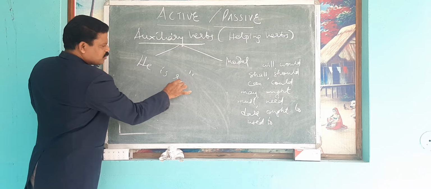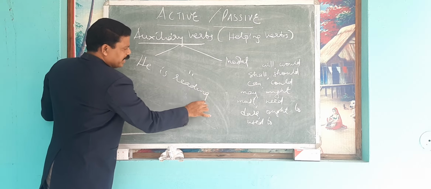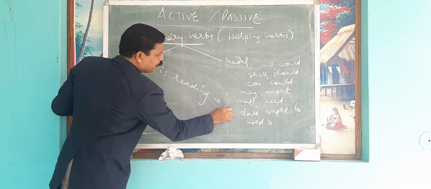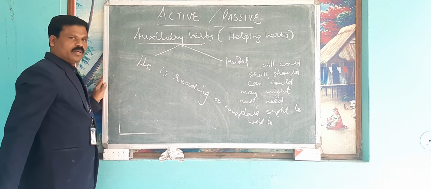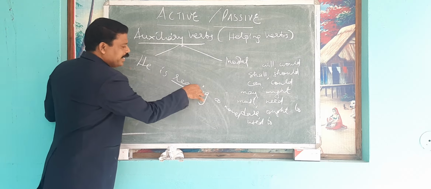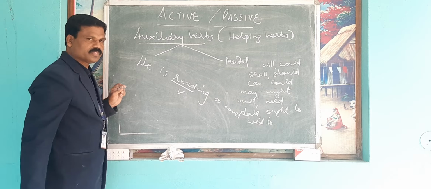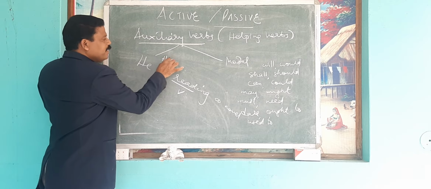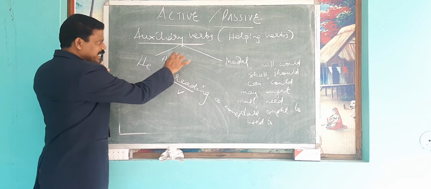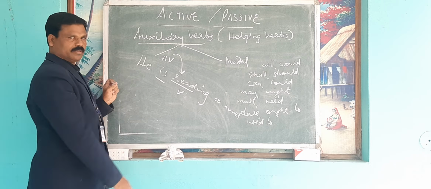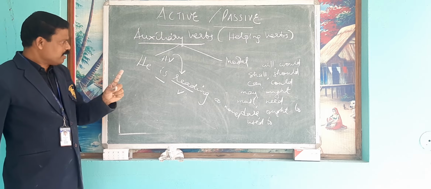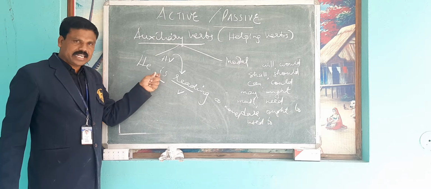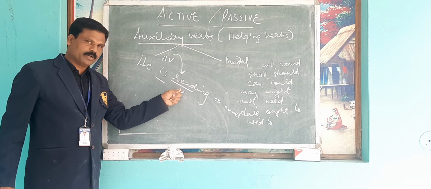So you know, auxiliary verb means helping verbs. He is reading a novel. Here, read is the verb. Is is the helping verb because it supports another verb. Remember, is here is the auxiliary verb and read is the verb.